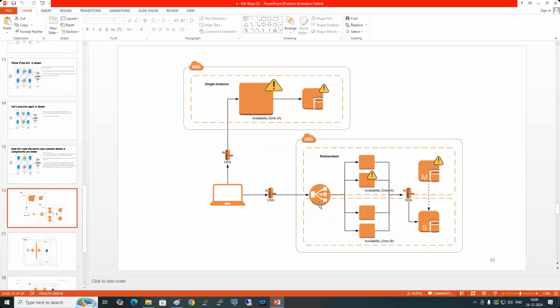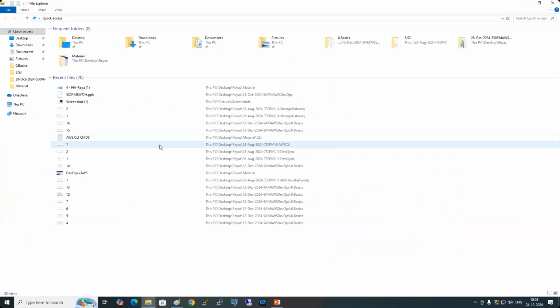Again, the question here is: is this load balancer specific to only one availability zone, or is it specific to the region level? Region level, yes or no? No. Because if the load balancer were specific to a particular availability zone, it would send traffic only to that availability zone. That is the reason why a load balancer is created at regional level, not at availability zone level. So now you tell me the definition.